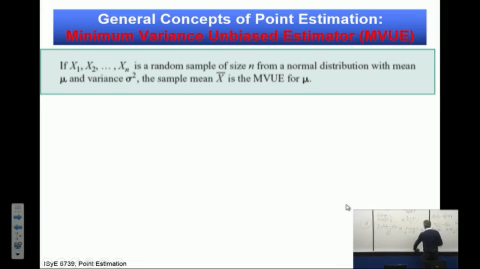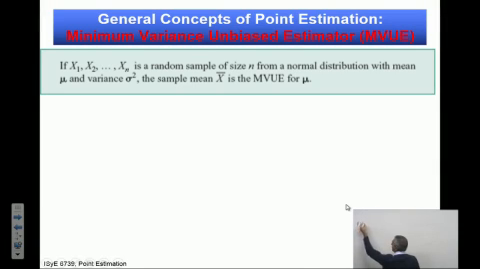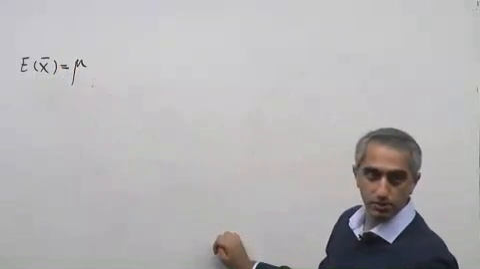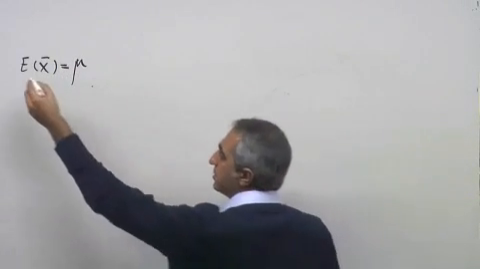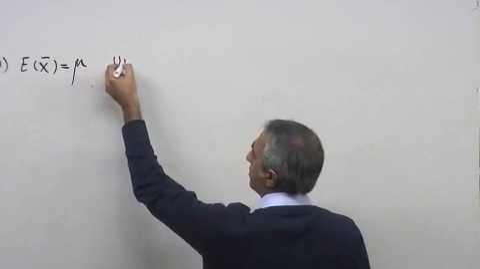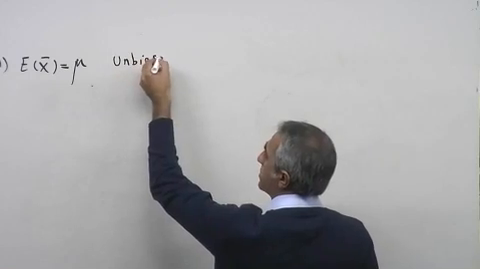So we need to show two conditions. One, it is unbiased. Second, it satisfies the Cramer-Rao bound. Okay. So for the first one, we know that the expected value of x bar is mu. We already showed this several times. So the first condition, checked. Okay. So it's unbiased.